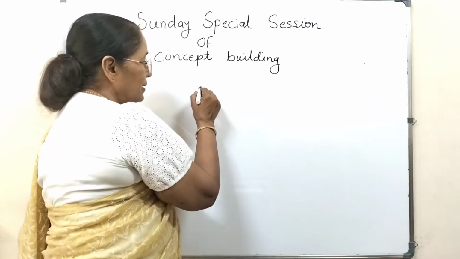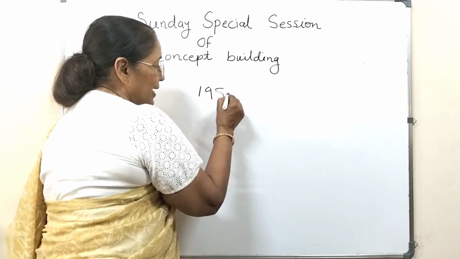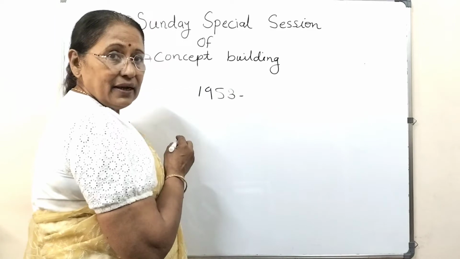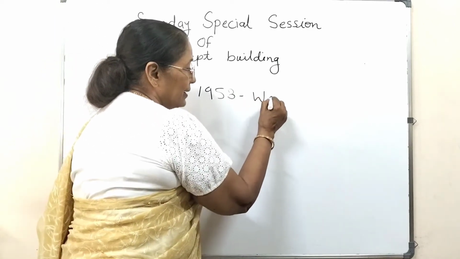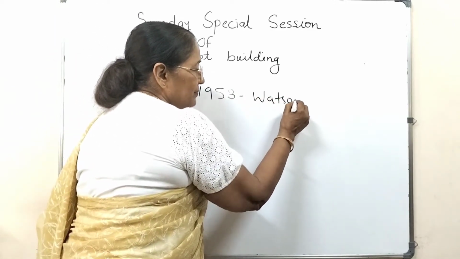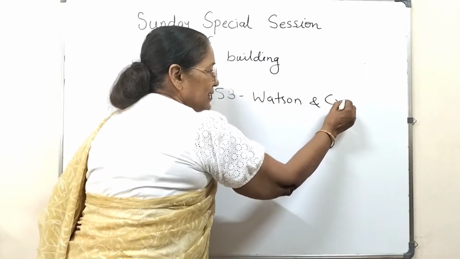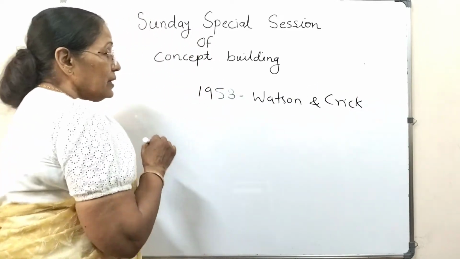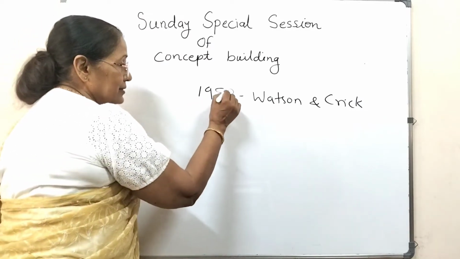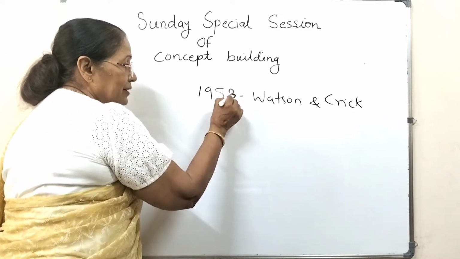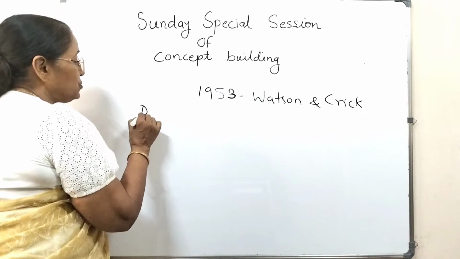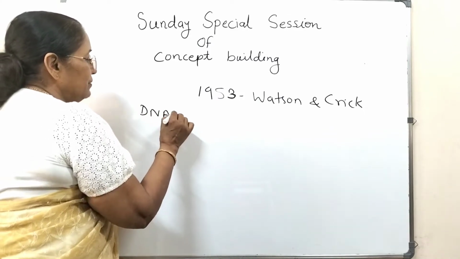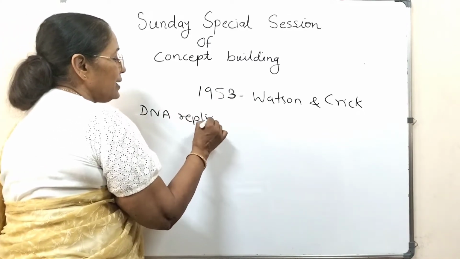In 1953, it was Watson and Crick who gave the famous helical DNA structure that you know. But at the same time, they also hypothesized that DNA replication has to be semi-conservative.